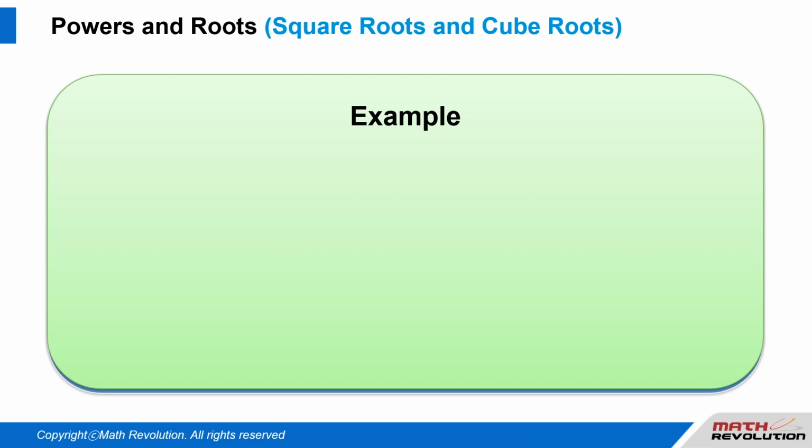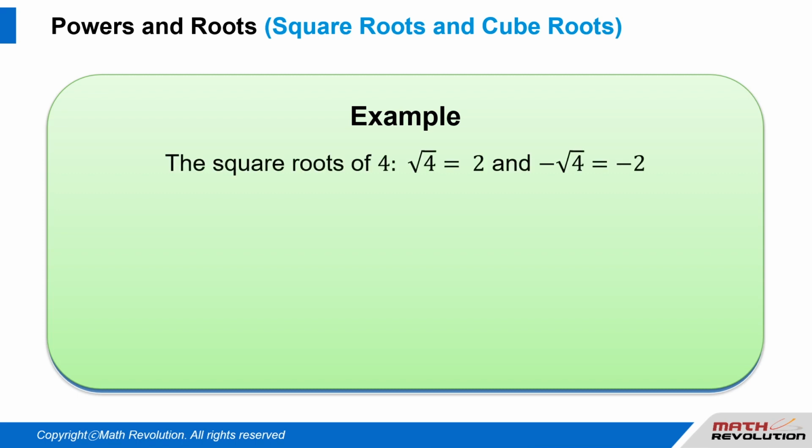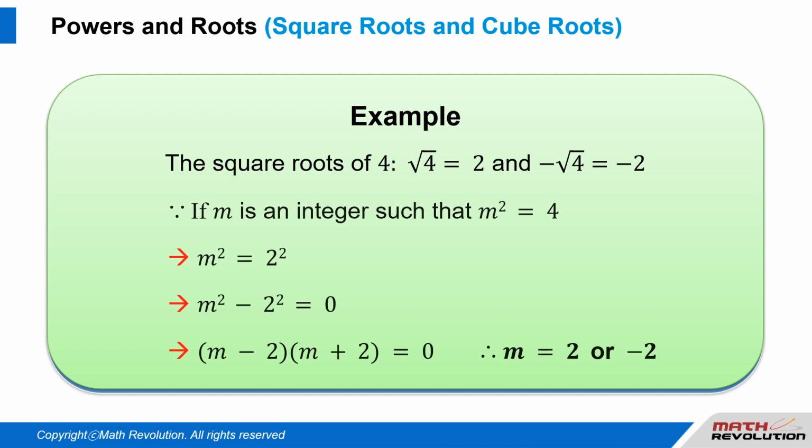For example, the square root of 4 is 2, and the negative of the square root of 4 is negative 2. Because if m is an integer such that m squared equals 4, then m squared equals 2 squared. Therefore, m squared minus 2 squared is equal to 0. So, (m minus 2)(m plus 2) is equal to 0. Thus we get m equals 2 or negative 2. Therefore, m is 2 or negative 2.